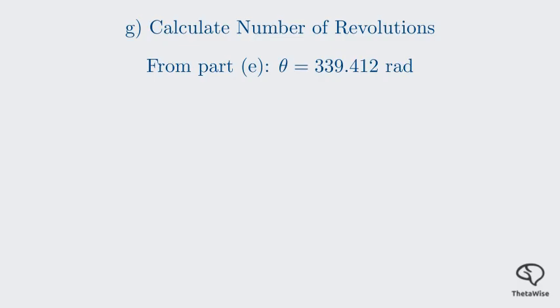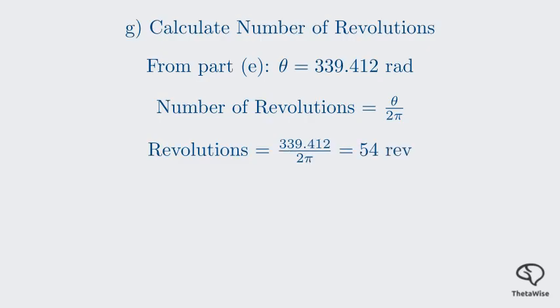339.412 radians. We know that one complete revolution corresponds to an angle of 2 pi radians. So to convert radians to revolutions, we divide the total angle in radians by 2 pi. This gives us 339.412 divided by 2 times pi, which is 54 revolutions.